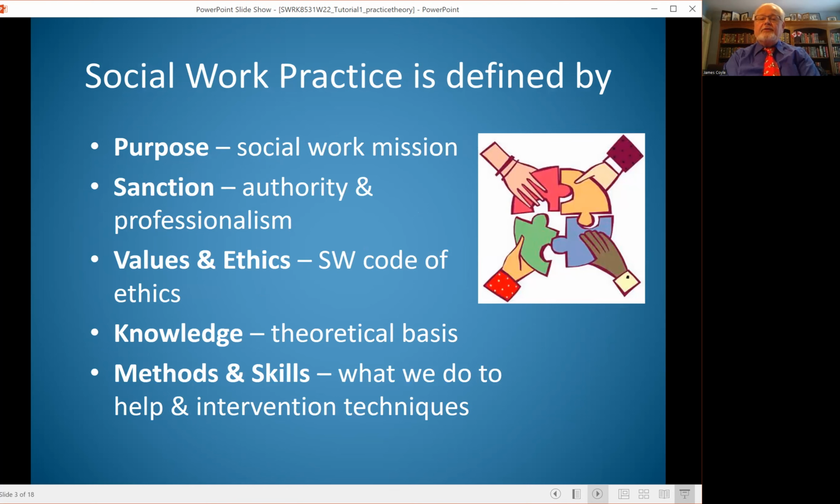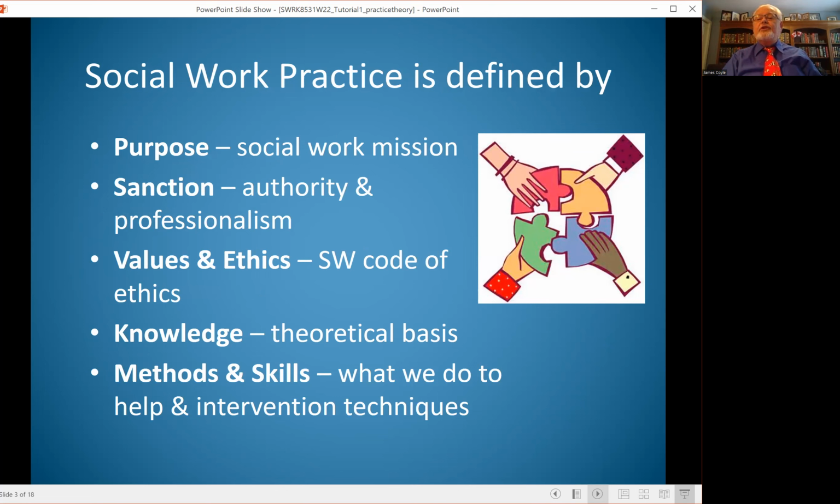Overall, social work practice is defined as purpose, sanction, values and ethics, knowledge, methods, and skills. What this means is that the purpose of social work practice is related to the social work mission. That is to enhance the well-being and help meet the basic human needs of all people, and particularly to empower those who are vulnerable.